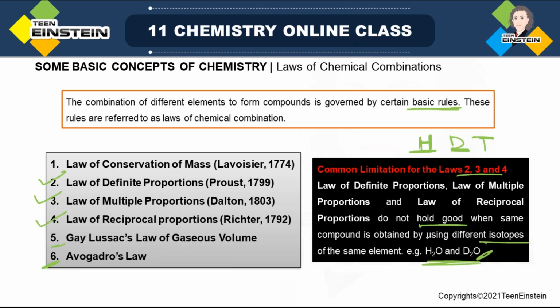So the compound is the same, but you are using a different isotope. And we know when it is a different isotope, the mass is actually different. In this case, we consider the mass 1, but for D, we consider it 2. So there will be an error in calculation. So for this particular case, when you are using some isotope, we can find a common limitation: these 3 laws are no longer applicable. Okay.